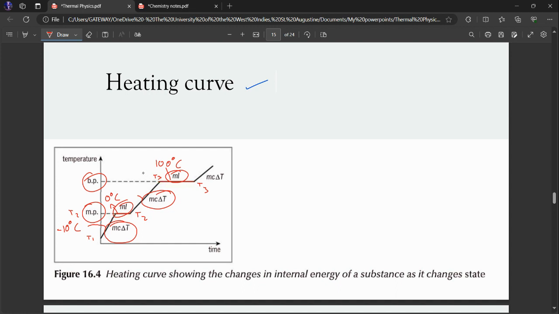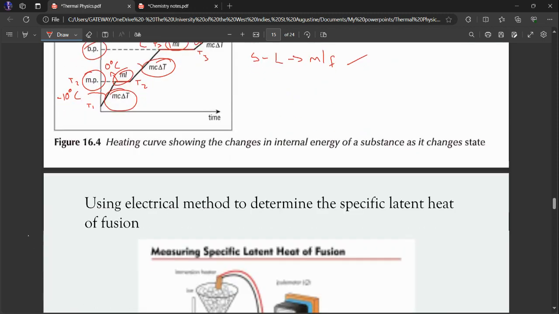So when you're changing from liquid to gas, you can use mLv. When you're changing from solid to liquid, you can use mLf. Mass by specific latent heat of fusion, mass by specific latent heat of vaporization. Understand when you need to use which formula, right? So that's basically it there for that.